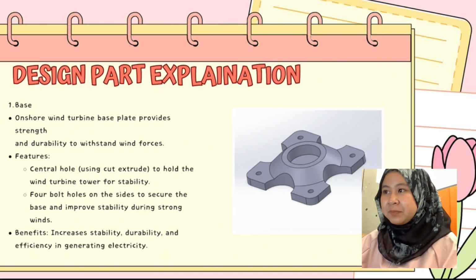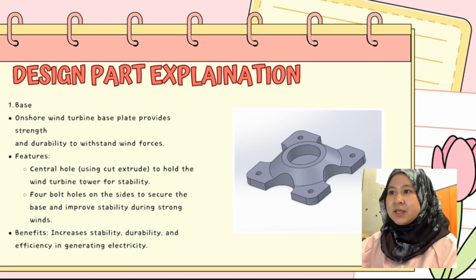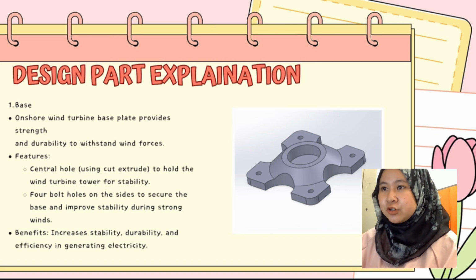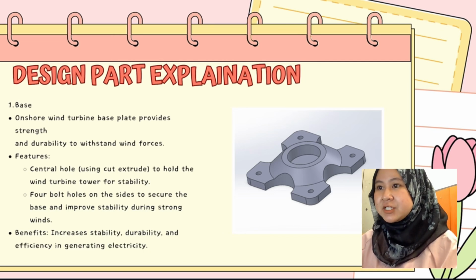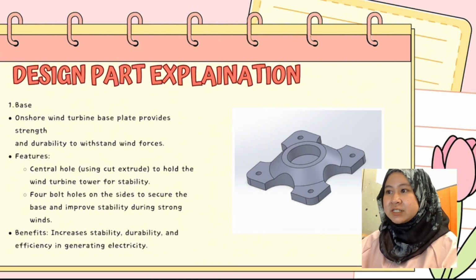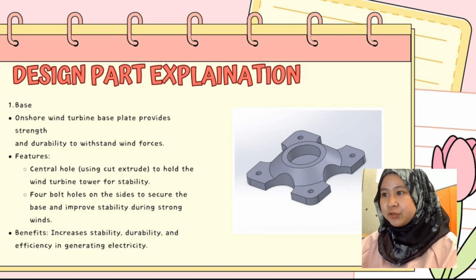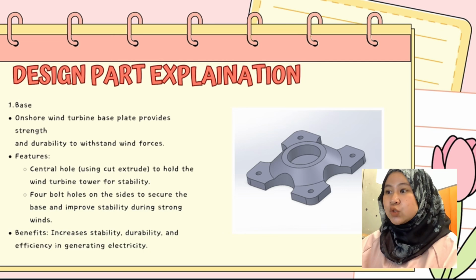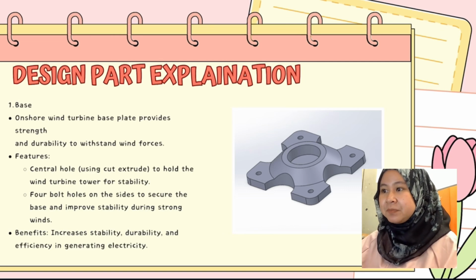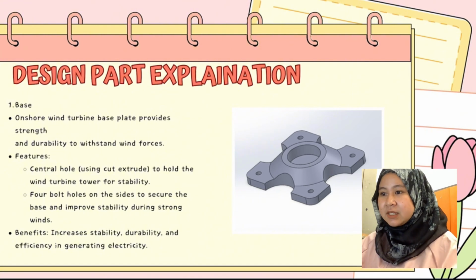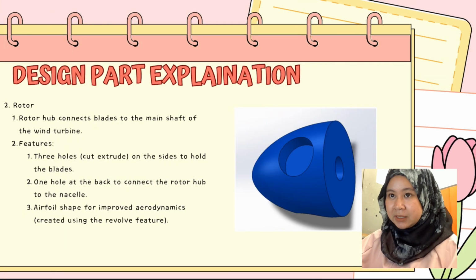So we're moving to the design part explanation, which I want to explain each of the design parts. First is the base. The base is an onshore wind turbine base plate that provides strength and durability to withstand wind forces. For the features, the central hole that was cut using extrude is used to hold the wind turbine tower for stability. The 4 bolt holes on the side secure the base and improve stability during strong winds. For the benefits, it can increase stability, durability, and efficiency in generating electricity.